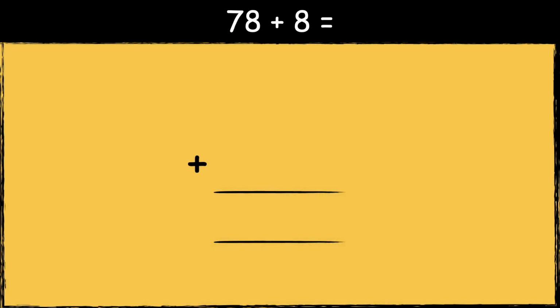Here's the last example. 78 add 8. Remember to line your numbers up correctly. The number 78 has 7 tens and 8 ones, and the number 8 has 8 ones. So now we're ready to add the digits in each column.